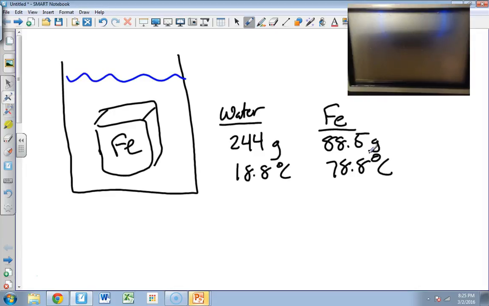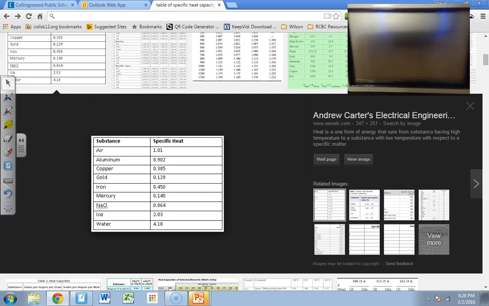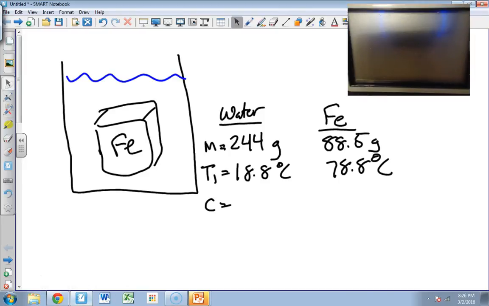Notice what we don't have. We don't have the specific heat capacity. This is mass, and this is initial temperature. We don't have the specific heat capacity, but that's a given. And so when we do some of these problems, we may have to just look it up. So let's take a minute and look it up. I went to the internet. I pulled up a sheet. Look, water. There's water, 4.18, and now here's iron, 0.450. So we know that this is 4.18, and this is 0.450.